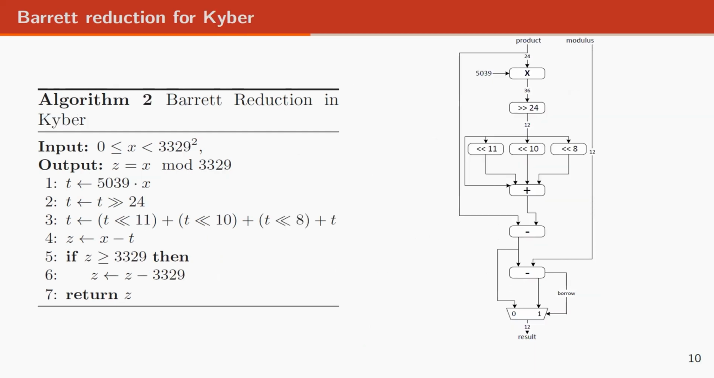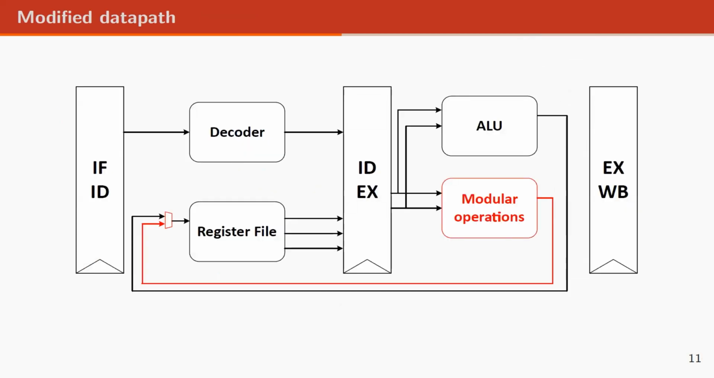And similar for the Barrett reduction for Kyber. Again, here we have shifts, additions, and subtractions. At this point, we say, okay, we have three circuits with three modular operations. We need to integrate them inside the RISC-V core.